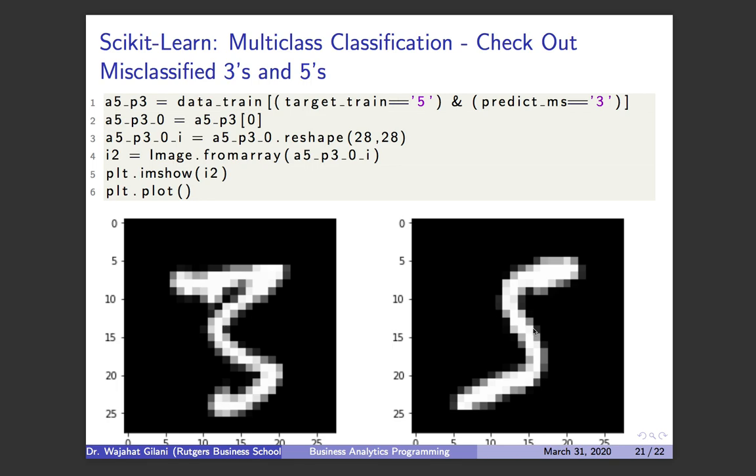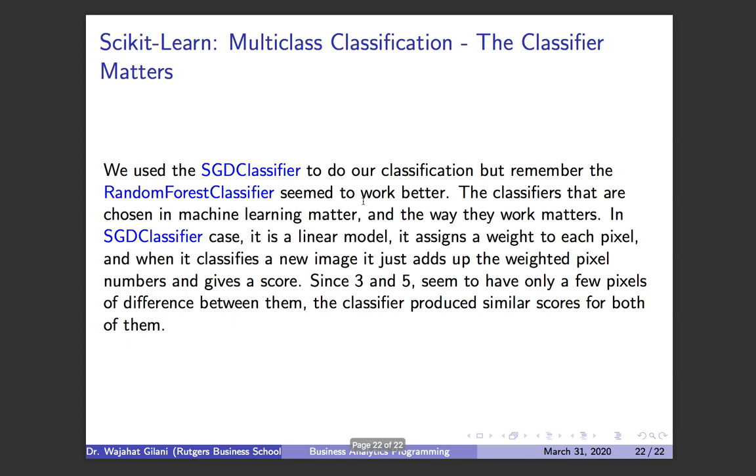But then again, still, guys, how did the SGD classifier mess up? There's still the clear line over here. How did it mess it up? What's happening there? This is where you have to understand your classifiers. And this is the conclusion now of the lab at this point. The conclusion here basically is that, look, we use SGD classifier, but we saw that random forest classifier works better. The classifiers that are chosen in machine learning matter, and the way they work matters.